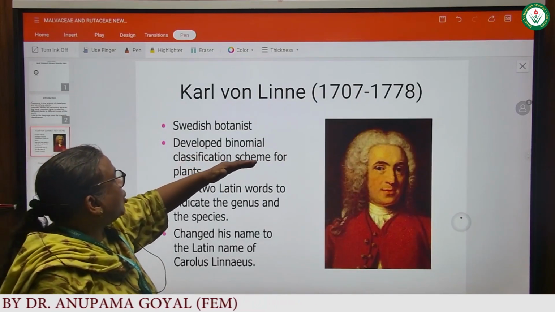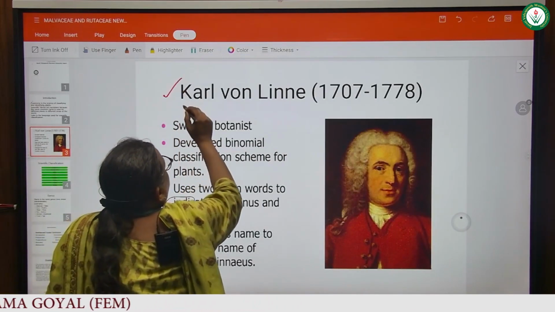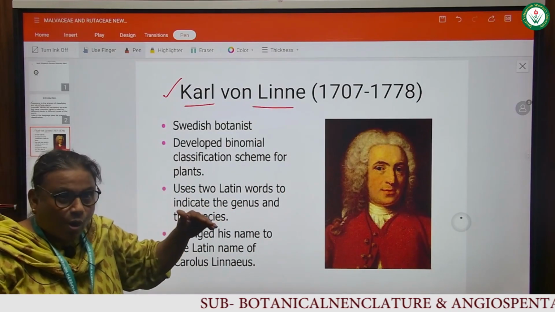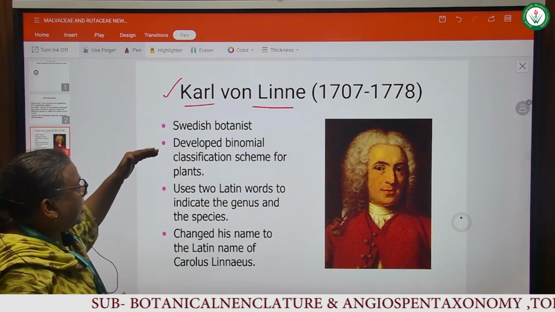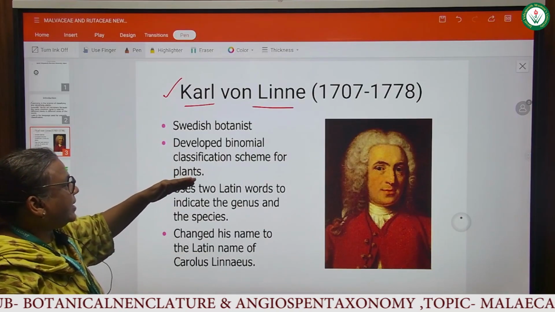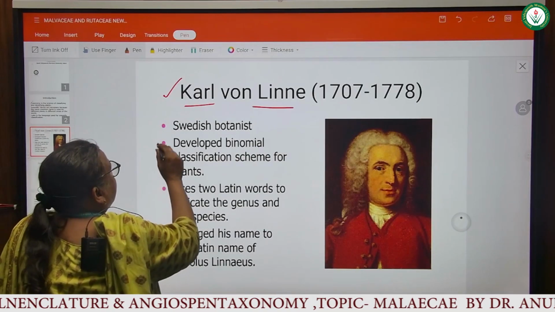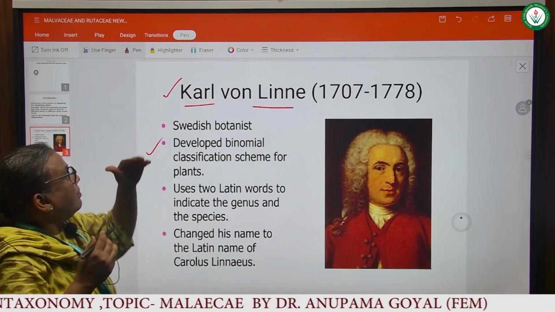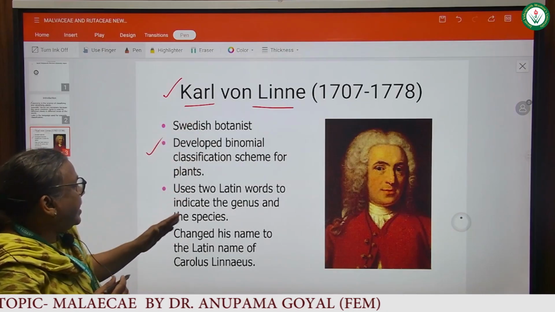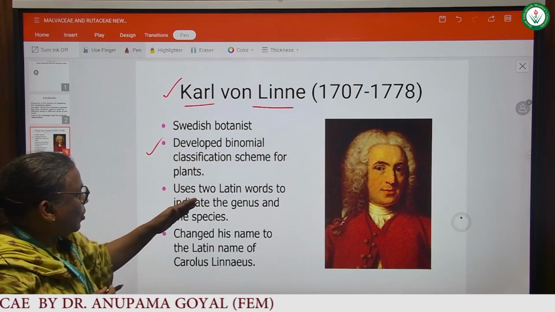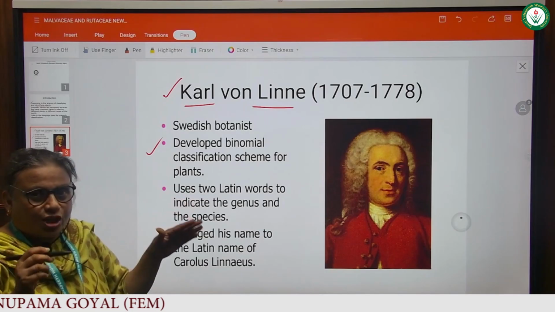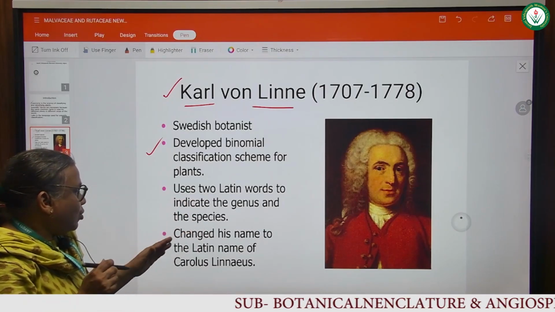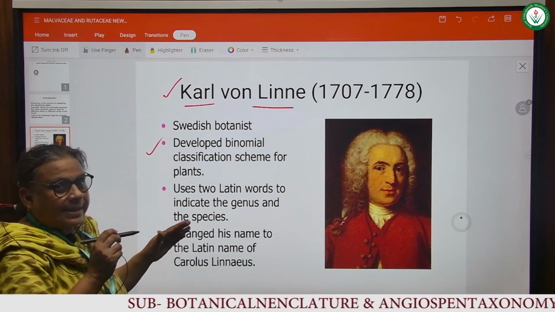Now this is a picture of Carl von Linné, a Swedish botanist, and he developed the binomial classification scheme for plants. So who developed binomial classification? Carl von Linné. He used two Latin words to indicate the genus and the species, and changed his name to the Latin name Carolus Linnaeus.